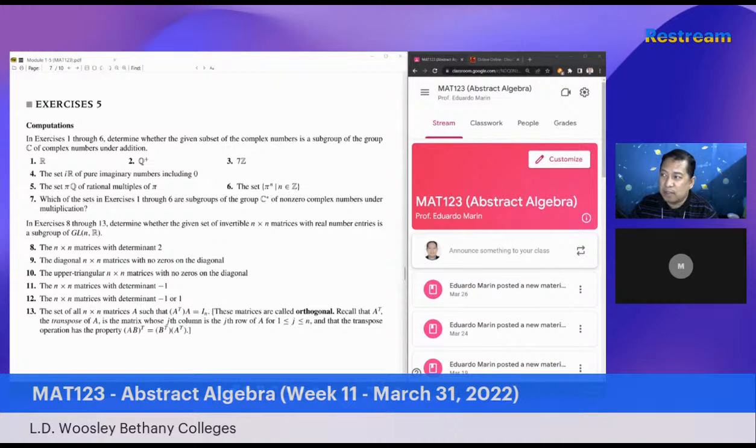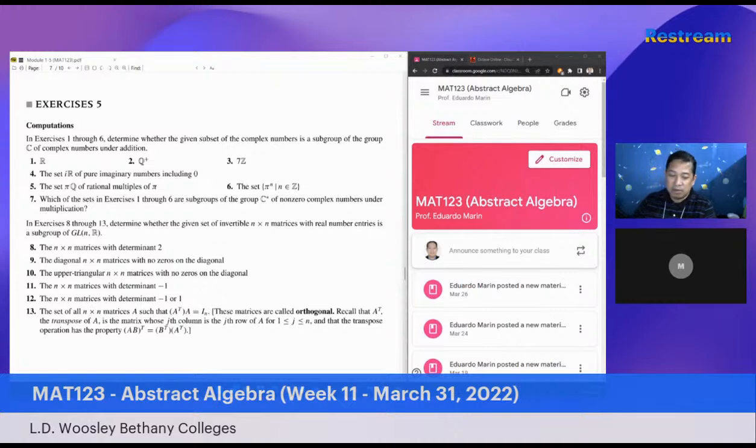So number 1 is the real numbers. Is the set of real numbers a subgroup of the complex numbers? What do you think? Yes, we could always test. There are 3 things that we need to test: first and foremost the closure, or I mean the associativity, and the identity as well as the inverse. All of these are present in the real numbers under addition, which is a subgroup of the complex numbers, because complex is a combination of real and imaginary numbers. Okay, so that is a yes.